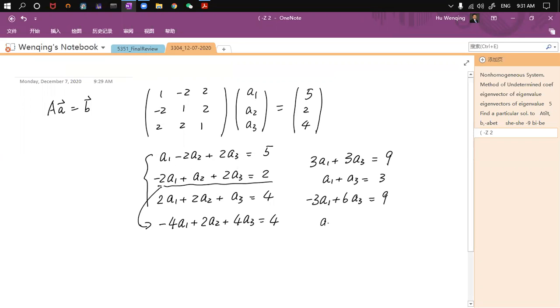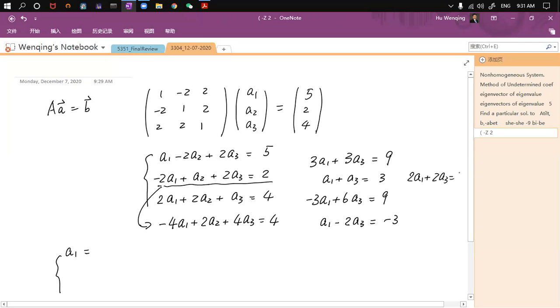So that means that A1 minus 2 times A3 is equal to minus 3. From these two equations, you can see that A1 is being found. So A1 is equal to what? Well, 2 times A1 plus 2 times A3 is equal to 6. So if you add these two equations, you're going to have 3 A1 equals 3, so A1 is equal to 1. Is that good, family? So A3 is then equal to 2.